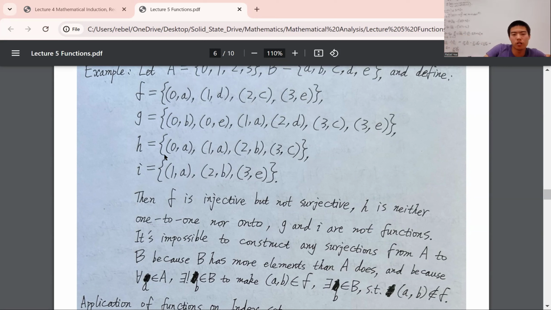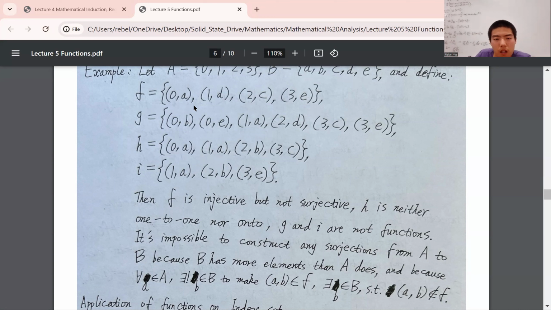Then we see function H. 0, 1, 2, 3 are all included and each appears only once, or is paired once. So this is a function at least. Is it surjective? No, because it only reaches A, B, C, but D and E are not reached. So it's not a surjection. Is it injective? No, because both 0 and 1 go to the value A, so it's not injective. So it's just a common function. It's neither surjective nor injective.